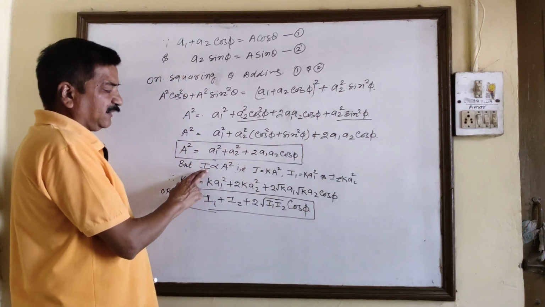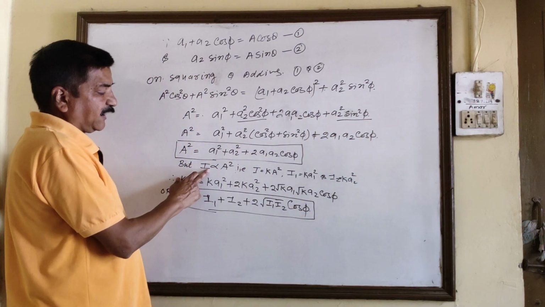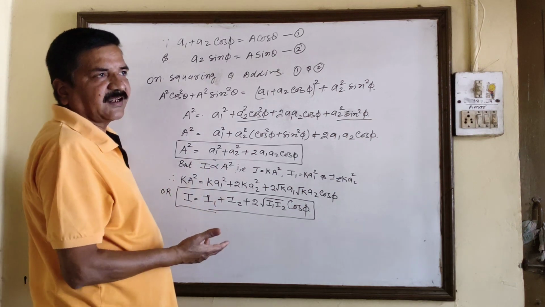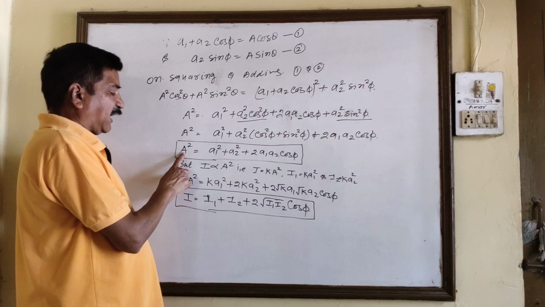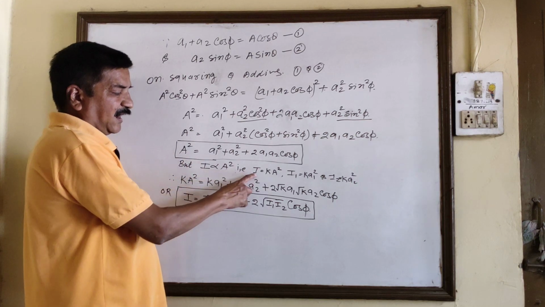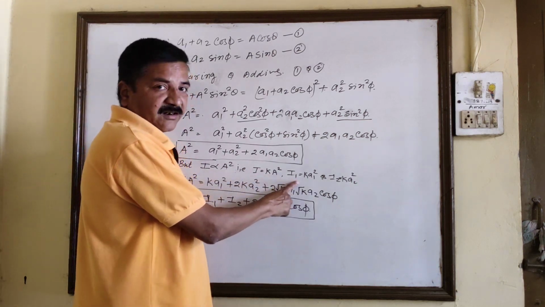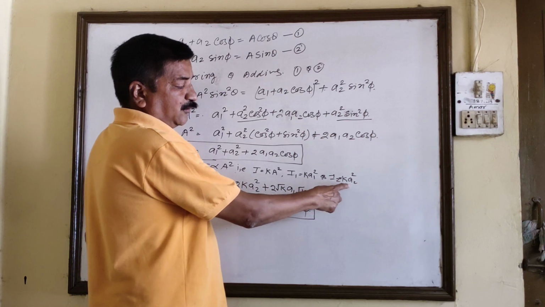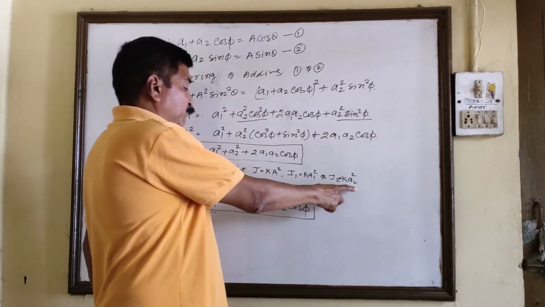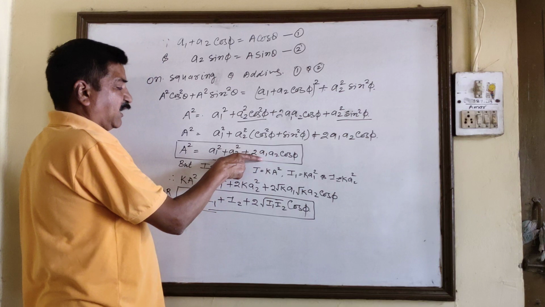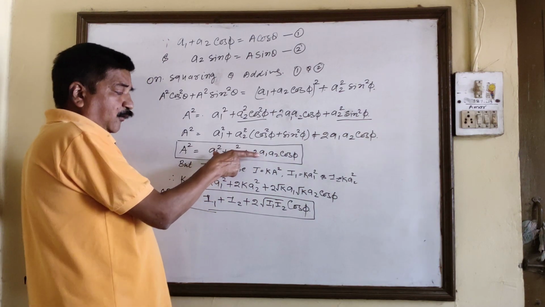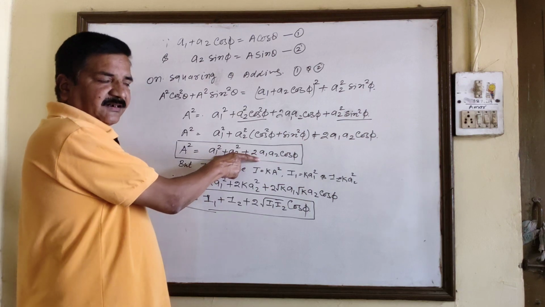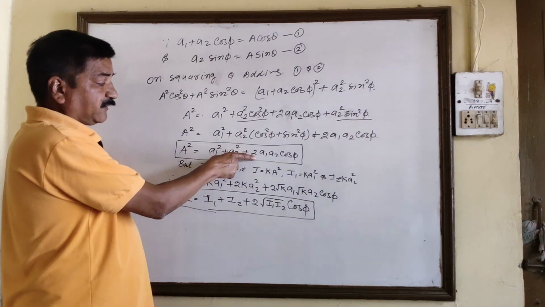Now we know that the intensity of light is directly proportional to the square of its amplitude. So instead of this, I is equal to K A square, I1 is equal to K A1 square and I2 is equal to K A2 square. Now on substituting these values in the above equation, this is the final, or you can say this is the resultant amplitude of the resulting wave.